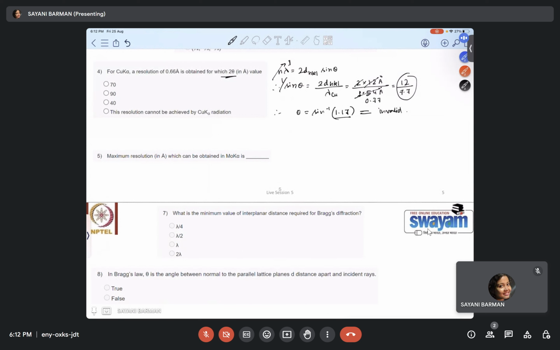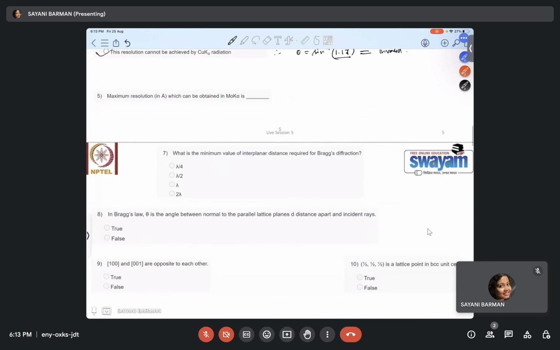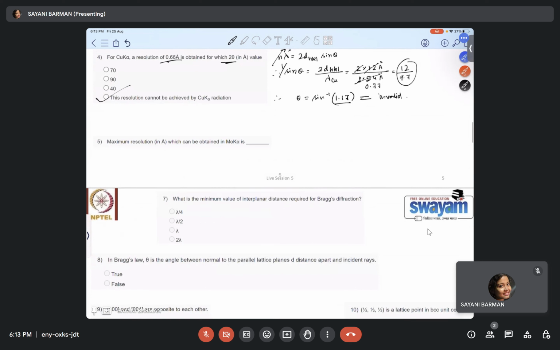Okay. So this resolution of 0.6 Armstrong cannot be achieved by copper K alpha. Then the next one is the maximum resolution which can be obtained with molybdenum K alpha. Same formula we have to apply. N would be 1 for maximum. Then lambda equals 2 DHKL sine theta. We need to find the maximum resolution DHKL. Then DHKL would be lambda of molybdenum divided by 2 sine theta.